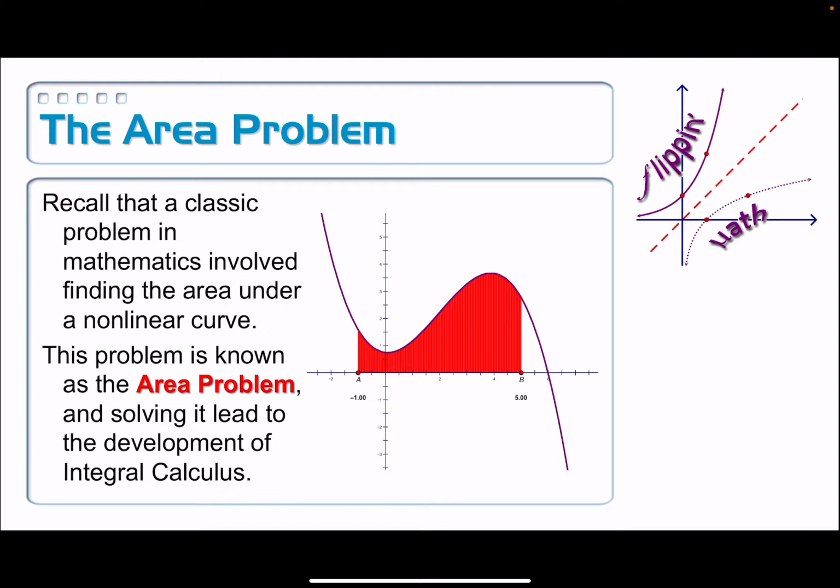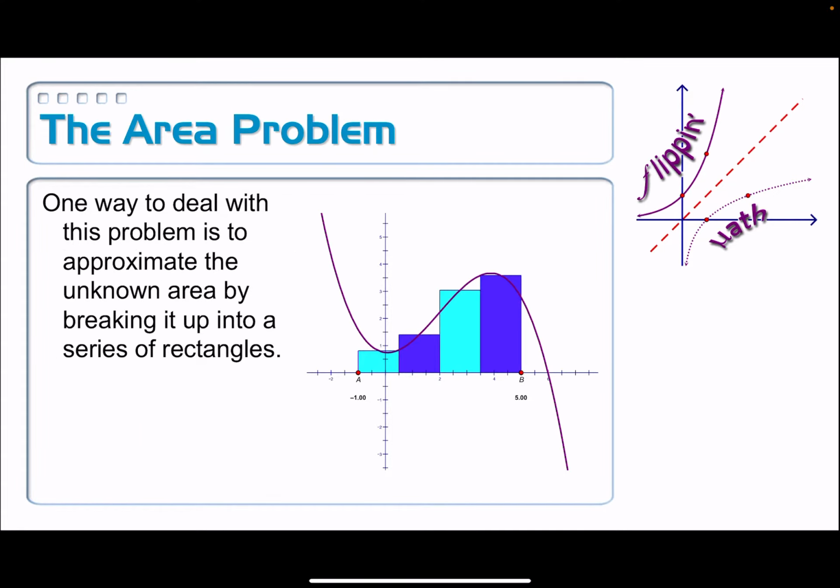And you can definitely see that it doesn't fall into a category of some geometric formula that we know. So how do we tackle it? How do we find the area underneath that curve? The solution involves breaking it up into rectangles. So if I can break this up into rectangles, notice that the height of each one of these rectangles is basically a function value over some sort of width.